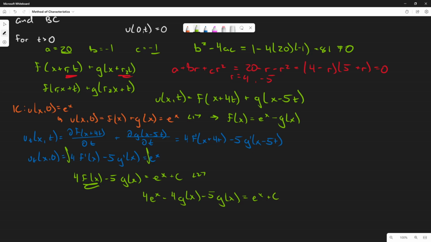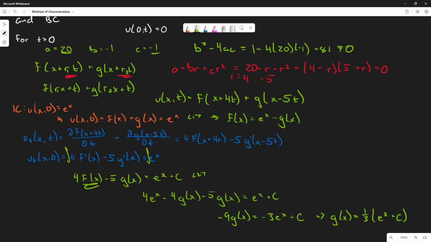And so now we're going to combine like terms, and we end up getting negative 9g of x is equal to, if we subtract both sides by 4e to the x, negative 3e to the x plus c. And so if we divide both sides by negative 9, we get that g of x is going to be equal to 1/3 times e to the x plus c. And so now we know what g of x is.